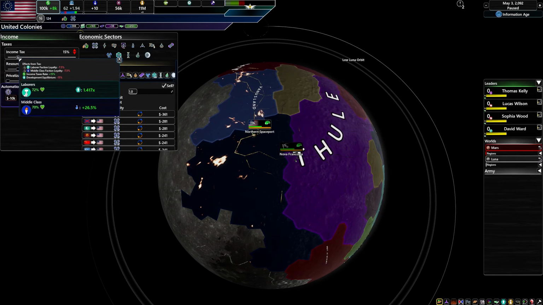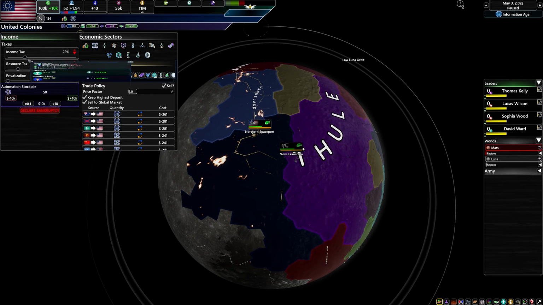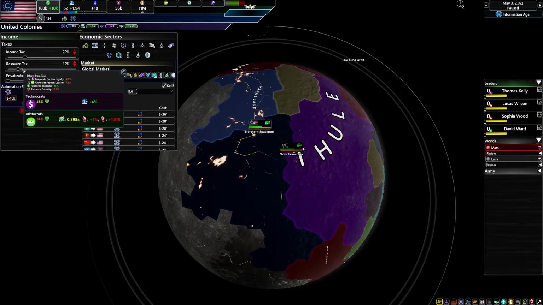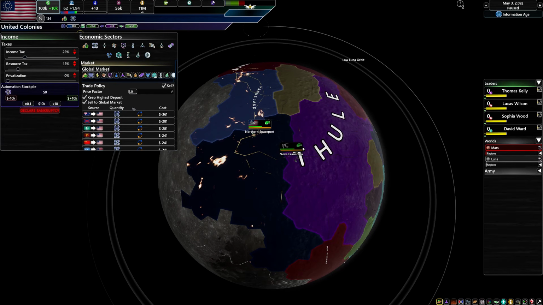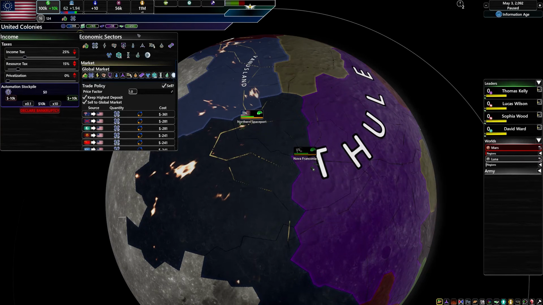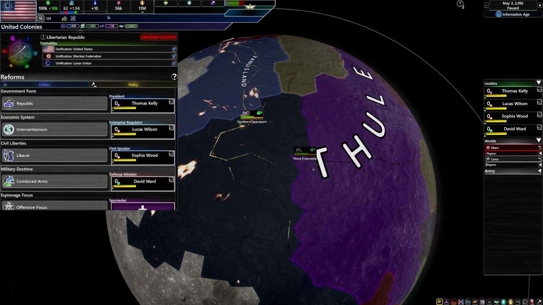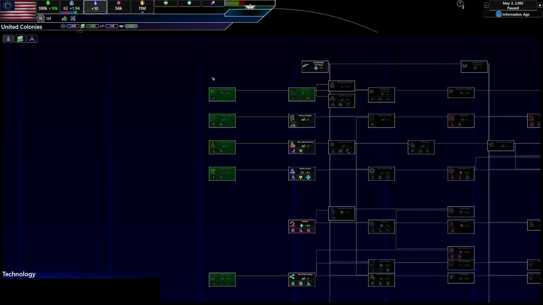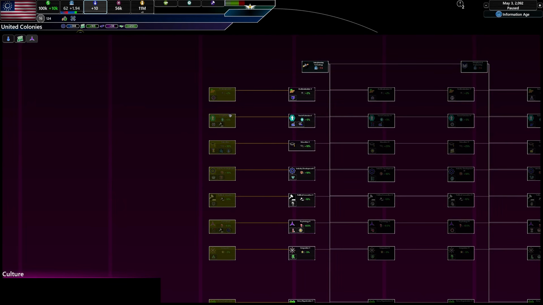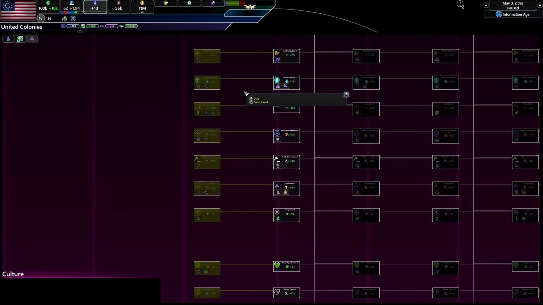So what I can do is I can tax more. And income taxes and resource taxes are kind of equivalent in the early game, but the most important thing is to make sure that you're making a good amount of money, because the more money you have, the more things you can build and the faster you can expand.